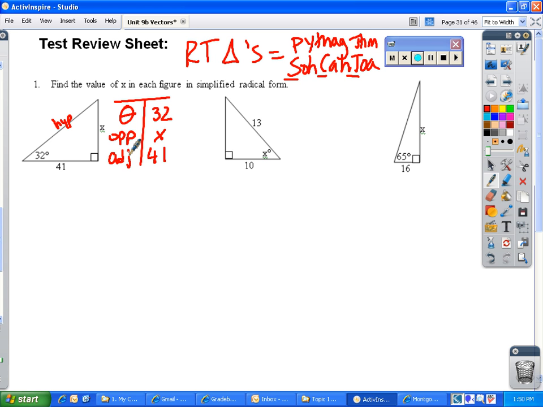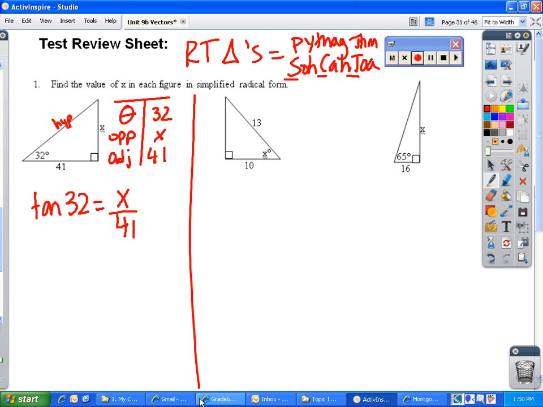So I now go ahead and I look at my SOHCAHTOA, and I have O and A, opposite and adjacent, and the rule that I'm going to need, the only one that has the O and the A, is tan. So I set everything up. The tangent of my angle, which is 32, equals opposite, x, over adjacent, 41. So I have everything set up here.